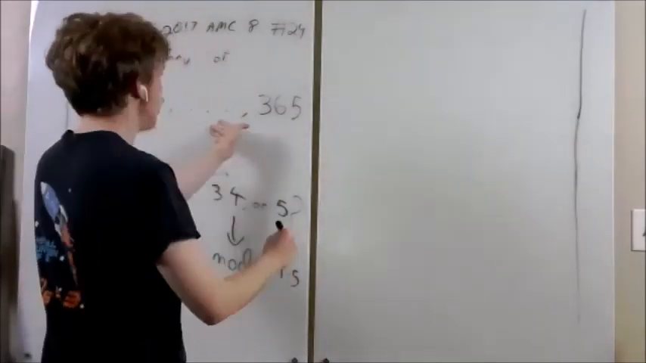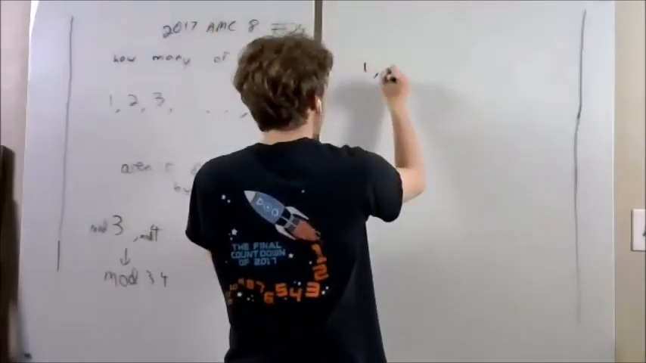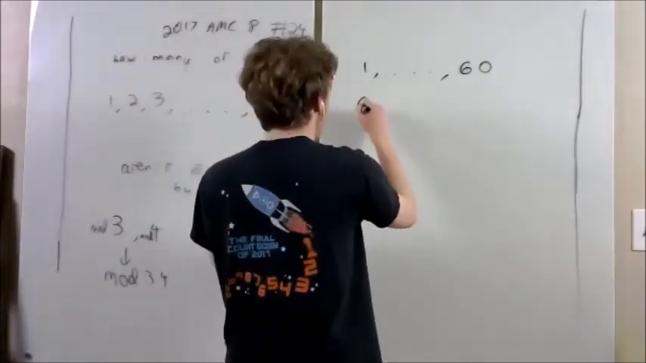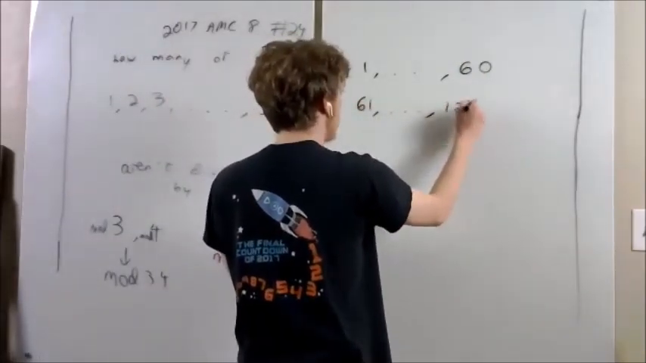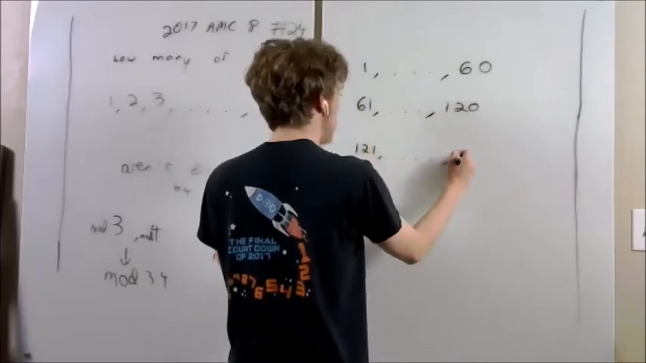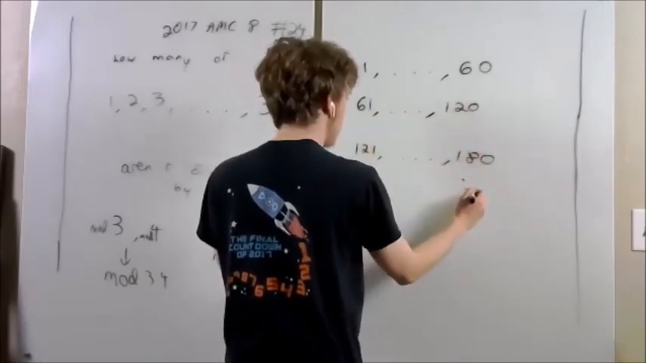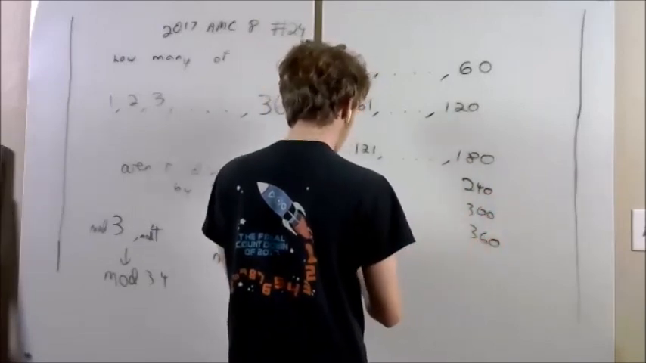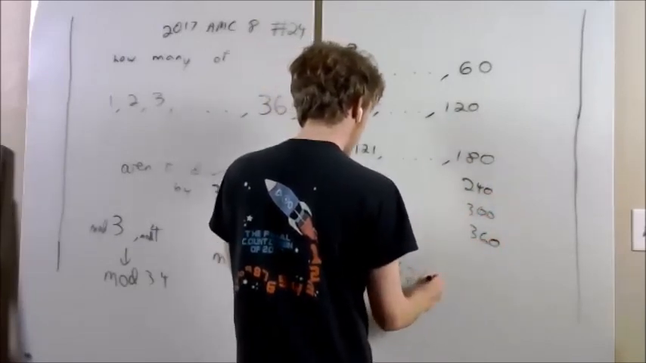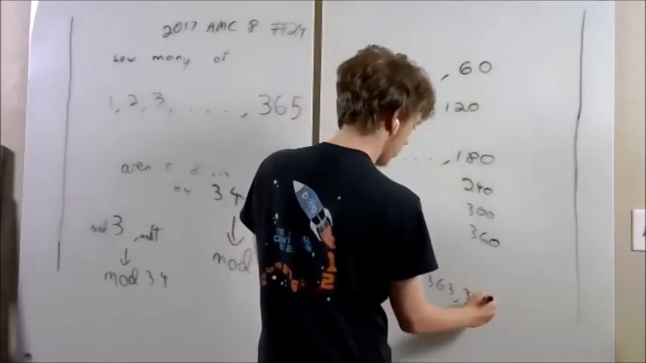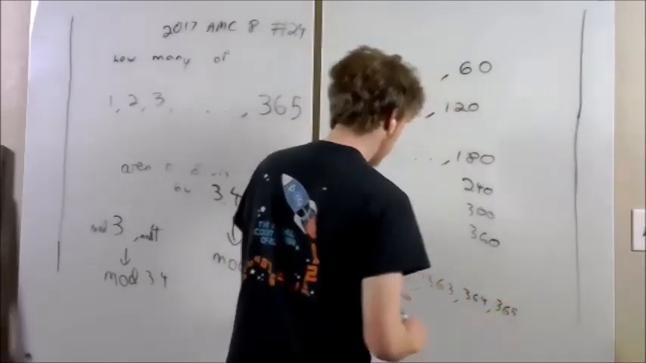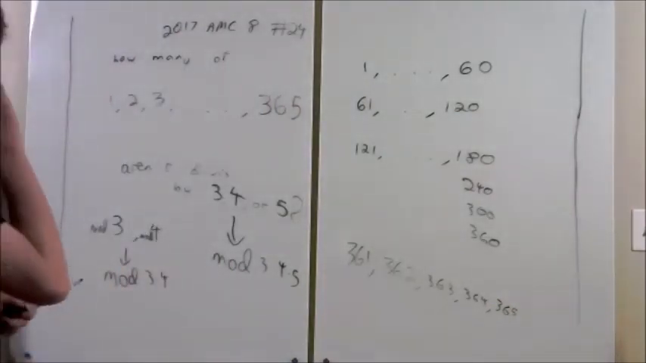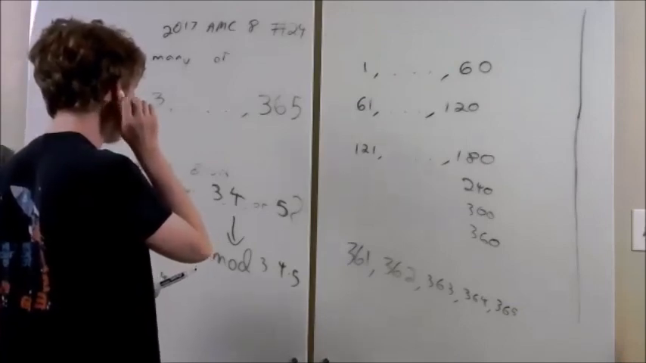So let's look at this interval. You can look at it as 1 through 60, because remember, 3 times 4 times 5 is 60. And then you can go to 61 to 120, and then 121 to 180, and similarly to 240, and to 300, and to 360, and then just the last 5 numbers. So in each of these intervals of 60, it contains exactly 1 copy of each residue mod 60.